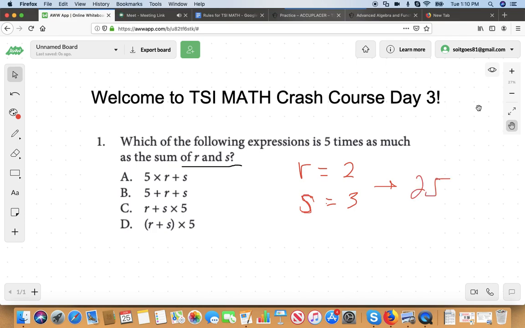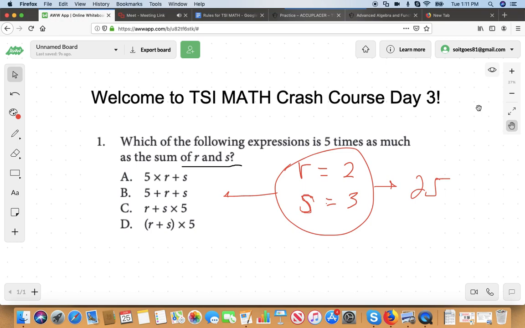All we've got to do now is take these values for R and S, plug them into the answer choices, and the correct answer choice will give us 25. Has to. Does that make sense? Yes. Okay, great. So let's do it.